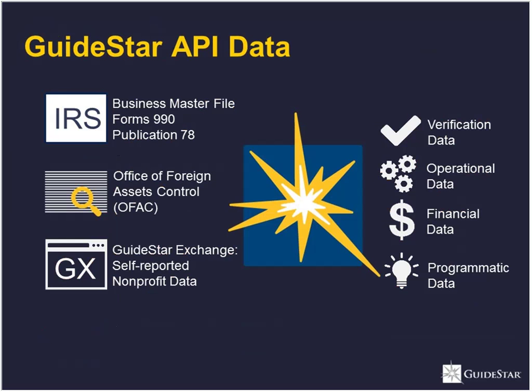The data that comes through our APIs is the same data that you'll see on GuideStar.org. Either it comes from the business master file, or digitized 990 information, or self-reported nonprofit data through our nonprofit profile program.